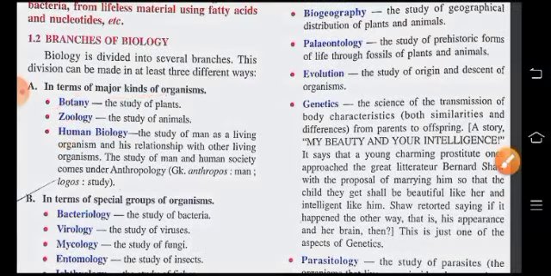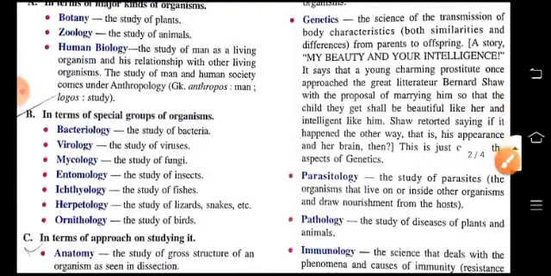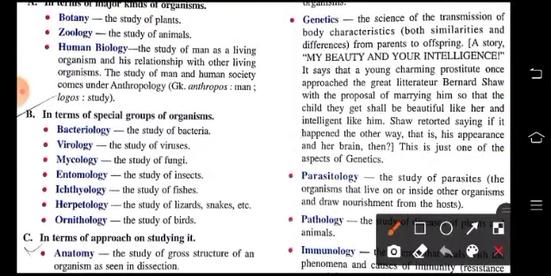In terms of special groups of organisms: bacteriology, the study of bacteria; virology, the study of viruses; mycology, the study of fungi; entomology, the study of insects; ichthyology, the study of fishes; herpetology, the study of lizards and snakes; and ornithology, the study of birds.